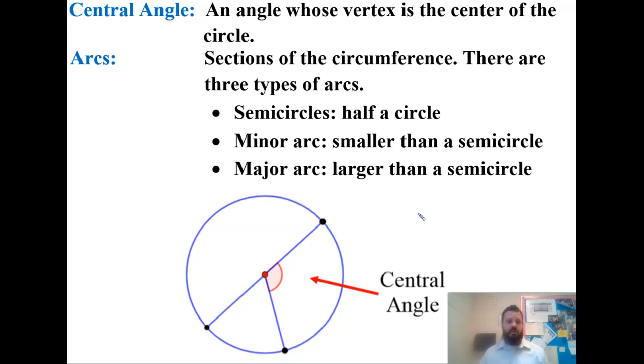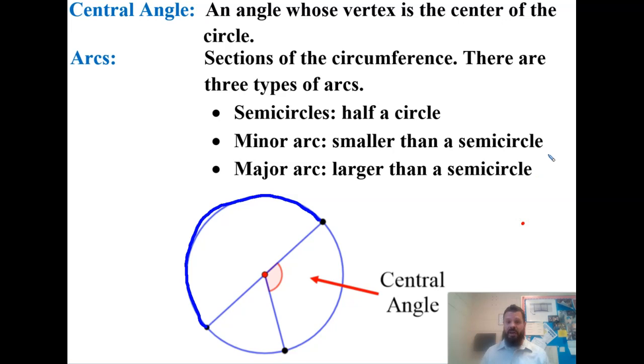Okay, three types of arcs we're going to deal with. First one is semicircles. Those are just half a circle. So for example, in blue, I am shading a semicircle, if I can trace it here. Okay, it's running from one end of a diameter to the other. I know this is a diameter because it goes through the middle of the circle. So that's how we know it's a semicircle.